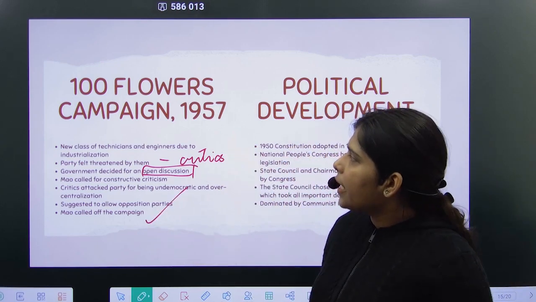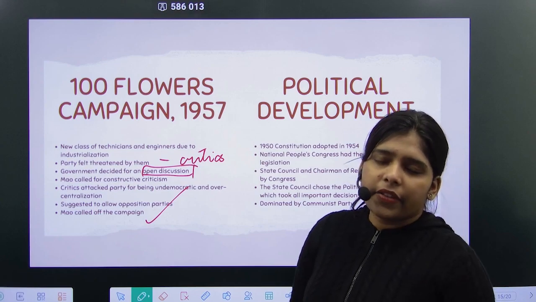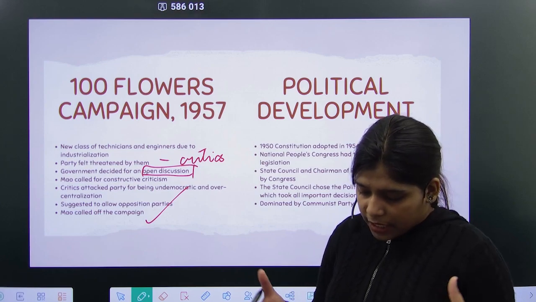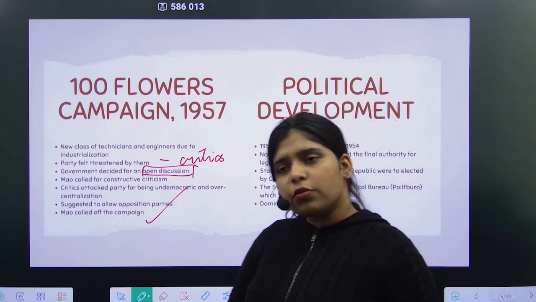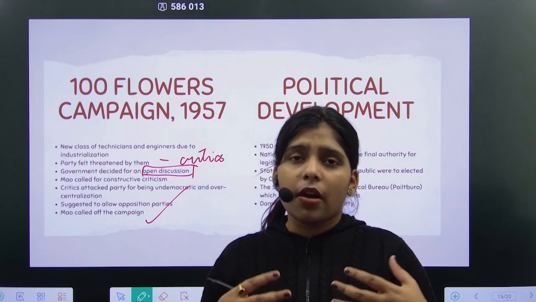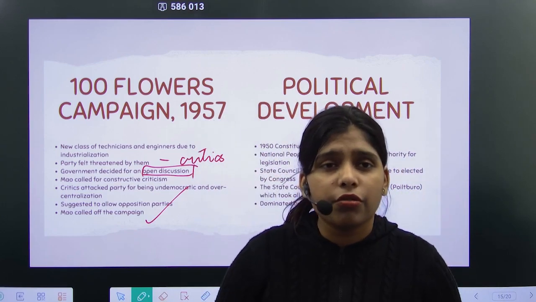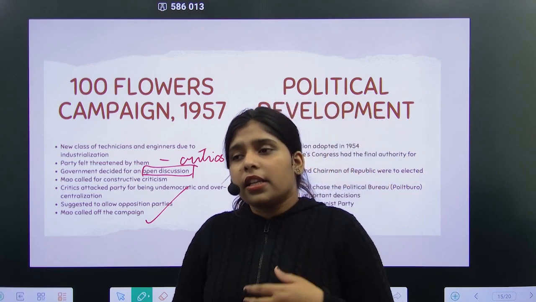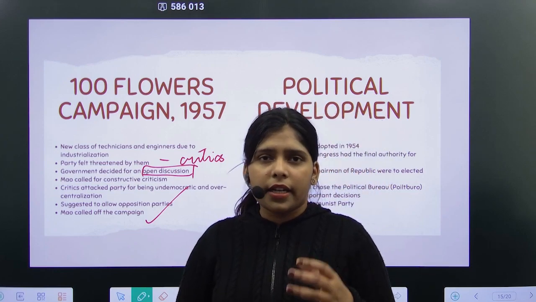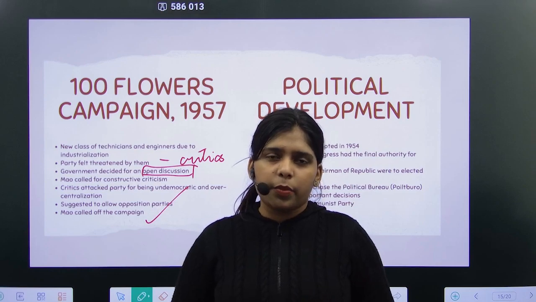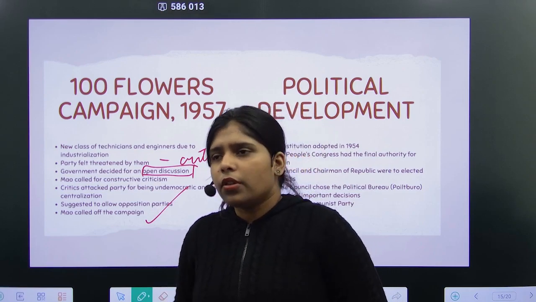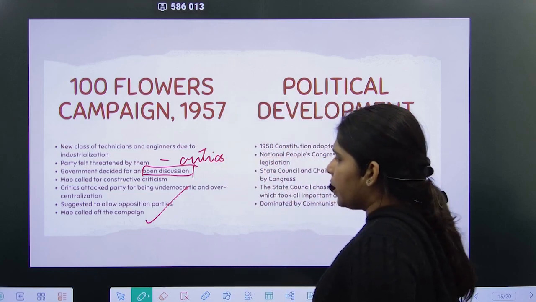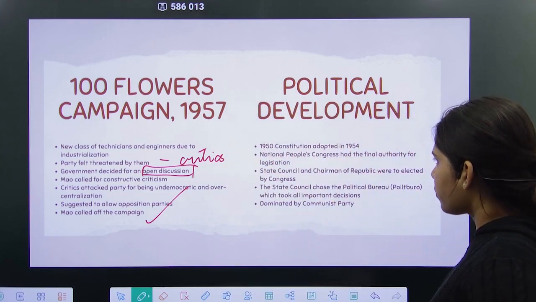And this was called the 100 Flowers campaign in the year 1957. Because Mao had said, let 100 flowers bloom and 100 schools of thought contend. That's how he wanted people to respond to his policies, and how he encouraged constructive criticism. But that did not go down well with him because he wasn't taking the criticism as constructive. So eventually we saw that Mao called off the campaign.